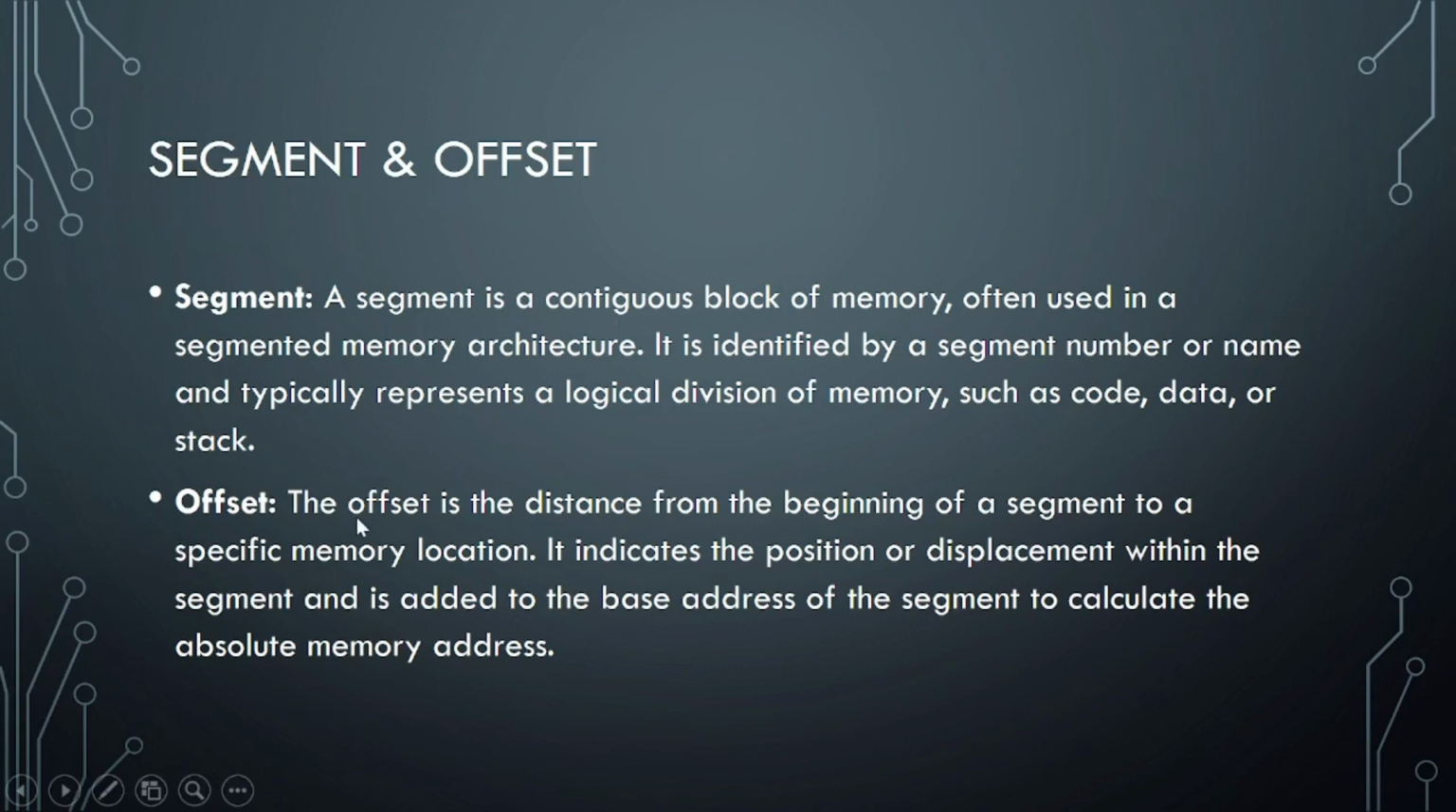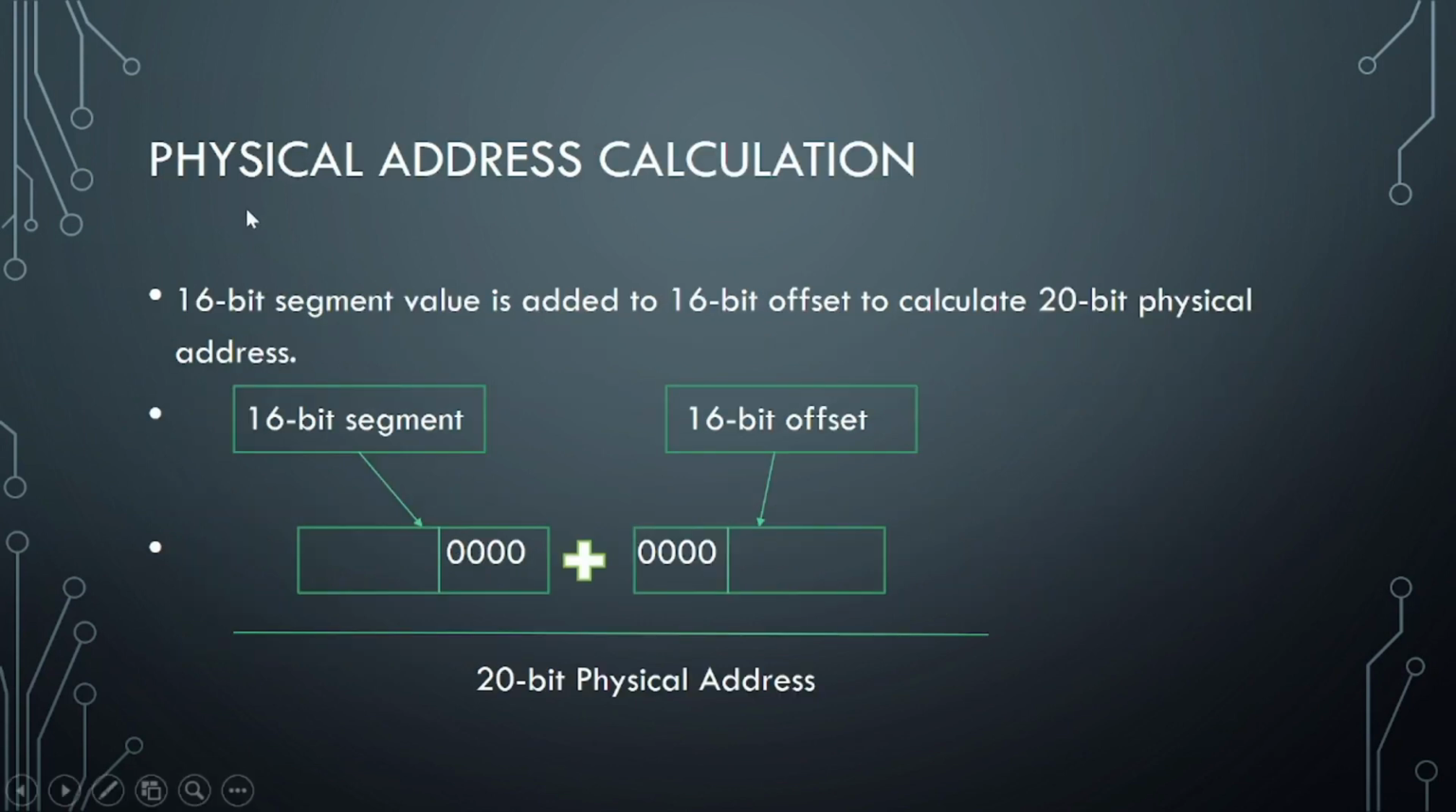What is offset? Offset is the distance from the beginning of a segment to a specific memory location. It indicates the position or displacement within the segment and is added to the base address of the segment to calculate the absolute memory address. In short, offset is just a distance from beginning of a segment to a specific memory location. We can say that IP serves as offset. Now let's see how to calculate physical address.